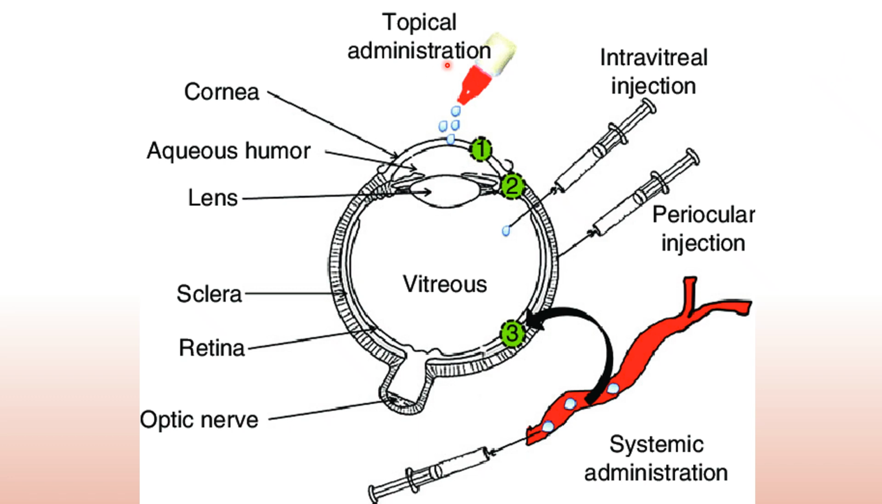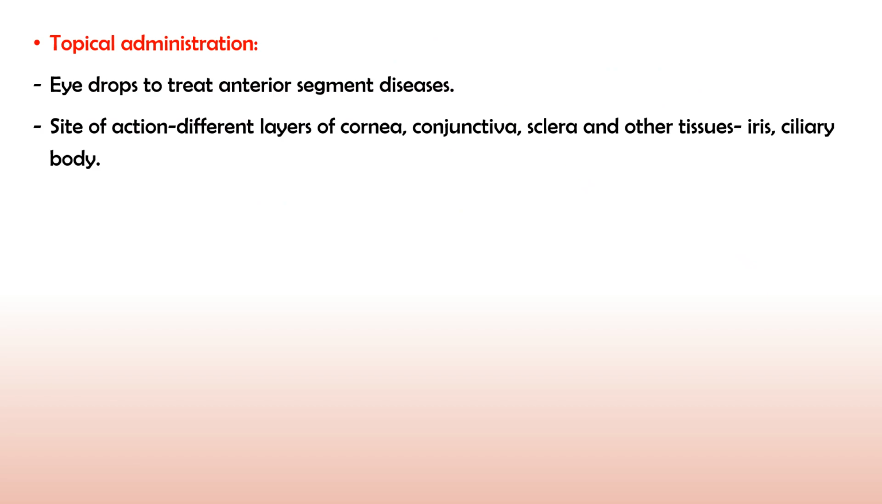This is topical administration, and these are the different sites of injection. This is intravitreal, this is periocular, this is systemic administration. Now let us see topical administration. Topical administration means you instill any dosage form on the surface of your eye.